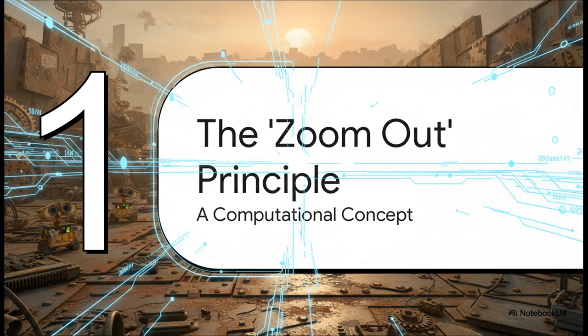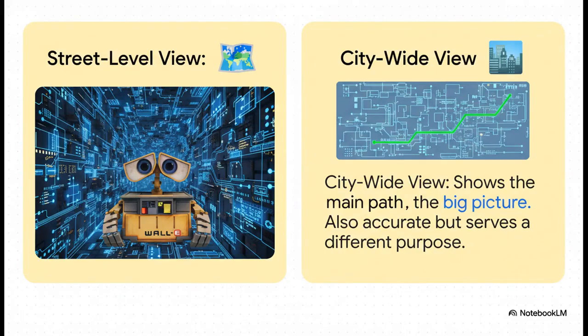We're going to call it the zoom out principle. It's all about you taking control of the level of detail you get, right from the very beginning. The best way to think about it is like a map. You see that totally overwhelming answer the AI gave us? That's the street-level view. It's showing you every single turn, every stop sign, every little intersection. It's super accurate, for sure, but it's completely useless if all you want to do is figure out how to get from one side of town to the other. What you really need in that moment is the citywide view, just the big picture, the main path. See, both views are correct, but they're for completely different things.